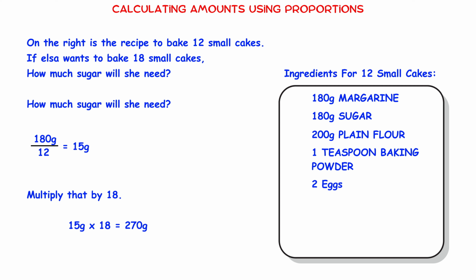So like in our previous questions, what we want to do here is first of all work out how much sugar she would need for 1 cake, and then multiply that by 18 to find out how much she'd need for all 18 cakes. So first we take the 180 grams of sugar and divide it by 12 to find that each cake requires 15 grams of sugar. Multiply that 15 grams by 18 to find out that she'd need a total of 270 grams of sugar if she wants to bake 18 cakes. And remember that we could use this exact same technique for any of the other ingredients as well.